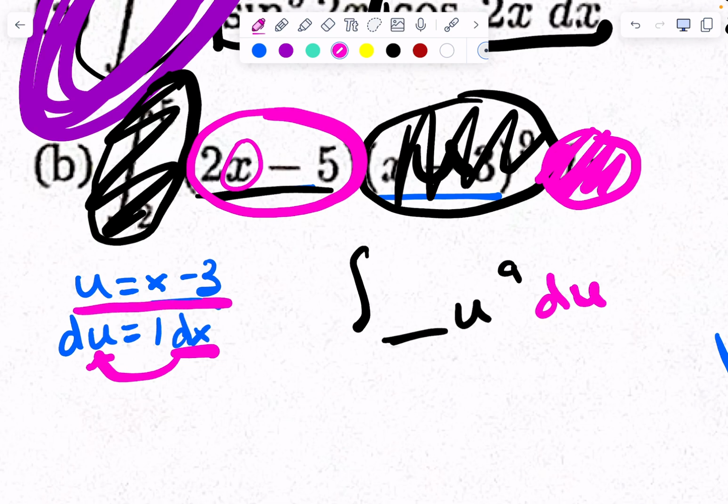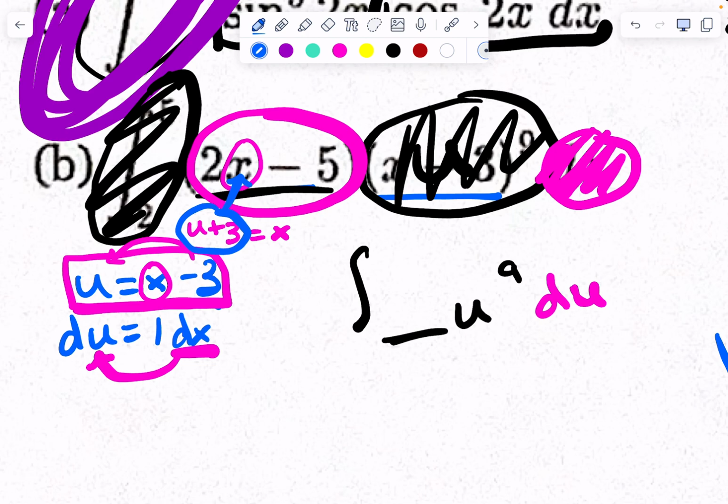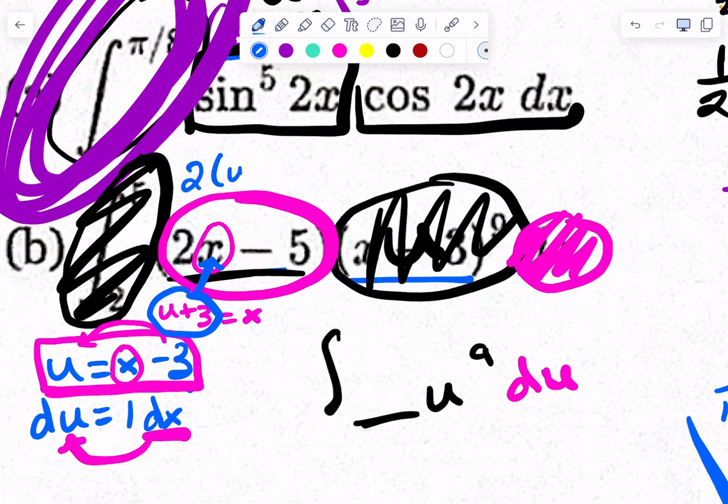So I know from here that u is equal to x minus 3. So if I try to get x by itself and I bump the 3 over, u plus 3 is equal to x, right? Now I'm going to take this and shove it in there. So I have 2 times u plus 3 minus 5. I just plug that in there and then I can simplify.